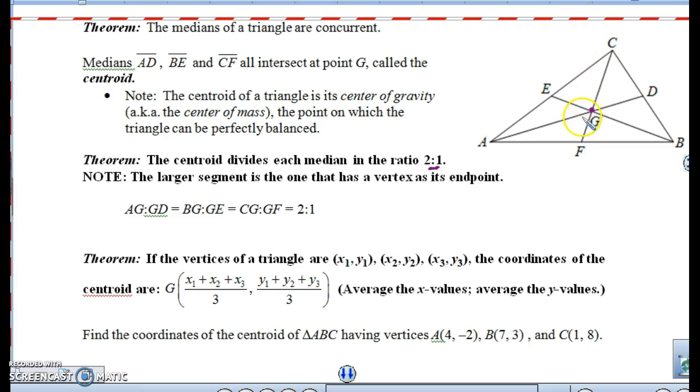So CG to GF, this will be 2x, this will be x. BG to GE, because B is the vertex, this one will be 2y to y, and then AG to GD, A is the vertex, so this is going to be 2z to z. So all of these will be in the ratio of 2 to 1, whatever length they happen to be. Now notice the larger piece always comes from the vertex that's being drawn from, and the smaller piece is at the midpoint of the opposite side. So 2 to 1 is the ratio that you find. So G is the centroid, where the medians meet, and it divides each median into a ratio of 2 to 1.